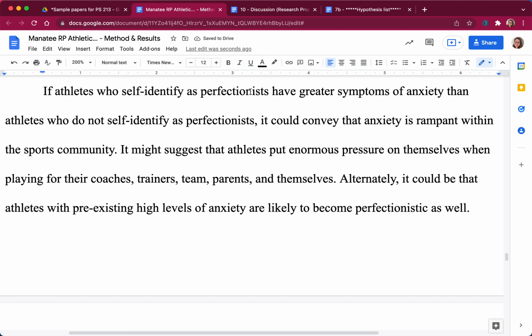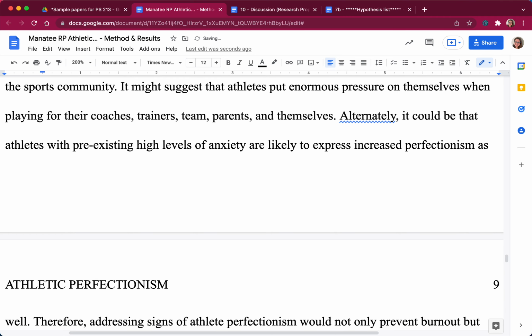So the initial assumption is that people who identify as perfectionists, the perfectionism will lead to very high levels of anxiety. That's the sort of the initial assumption. And I think that's a reasonable assumption. But on the flip side, we could say it might be the anxiety that's coming first. It might be that if someone has anxiety from other areas of their life, they will start to become more perfectionistic. Maybe we could say express increased perfectionism as well.